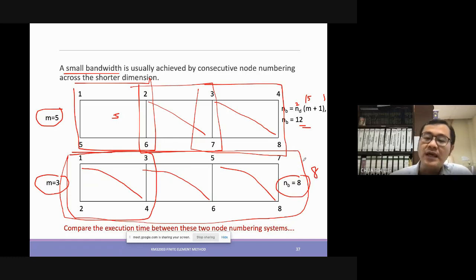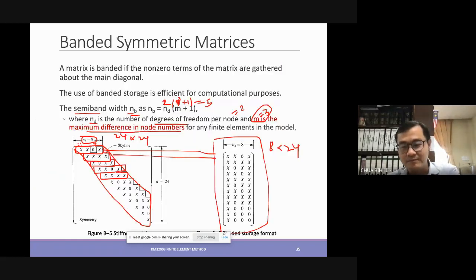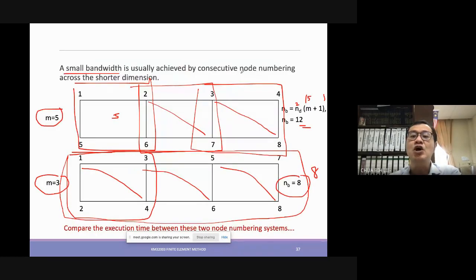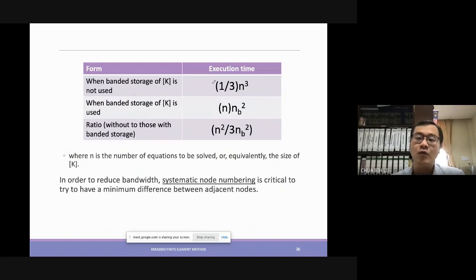So this is how you can create a much more efficient type of storage, okay? Because the NB depends on this, right? Okay. So what we can learn is that it's very dependent on the node numbering sequence. Okay, how you number it on your mesh, right? And what if we compare the execution time between these two node numberings, okay? How can we compute? What you can do is you can try it later on using this formula, right?